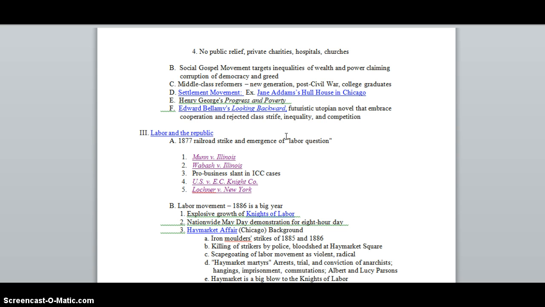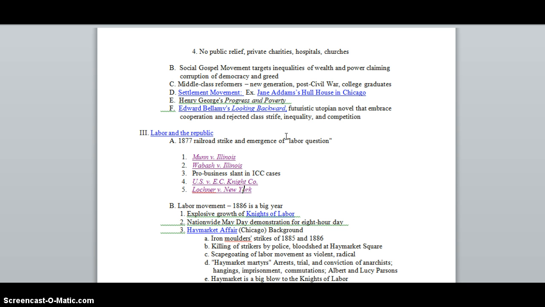Another person involved in this early progressive movement is Henry George and also Edward Bellamy, who wrote two different books, Progress and Poverty and Looking Backward. Edward Bellamy's Looking Backward is a futuristic utopian novel, and it embraces cooperation and says we should reject class strife, inequality, and competition. So you have some fairly extreme views where some people like Edward Bellamy or Henry George want to swing the pendulum completely the other direction, and it's really almost an anti-class view or a socialist view.